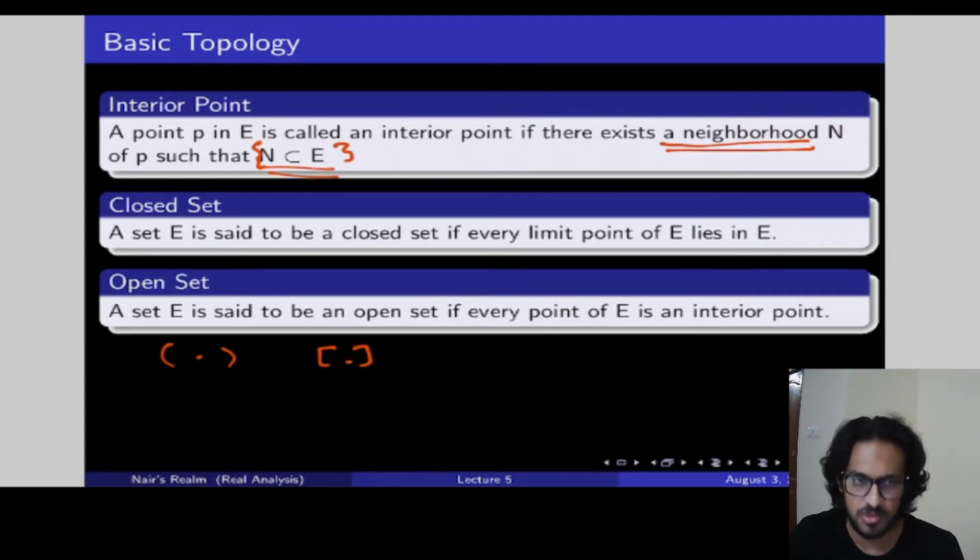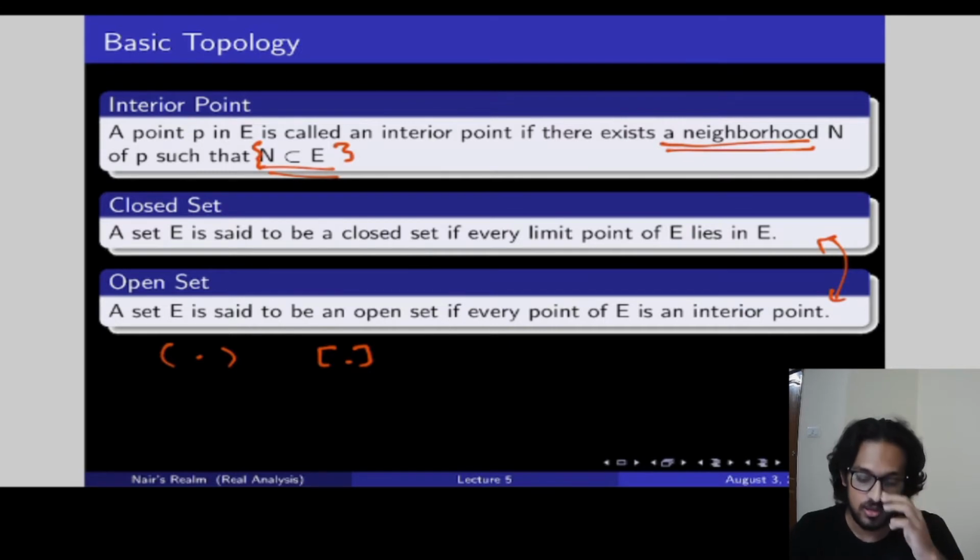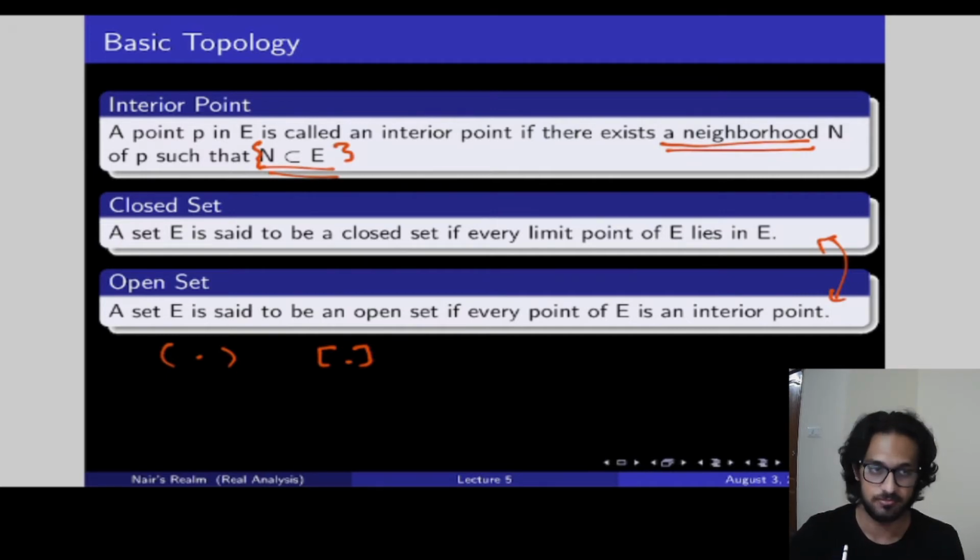So what about an open set? An open set is basically a set E where every point of E is an interior point. You should notice the difference between these two definitions, right? Here we are not saying that every interior point of E lies in E. We are saying that every point of E is itself an interior point. Then it's an open set.